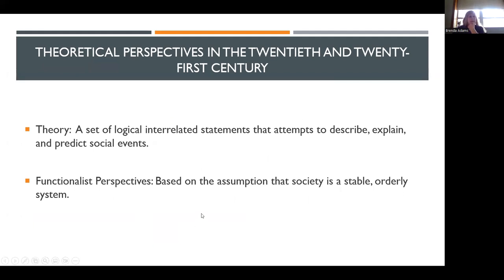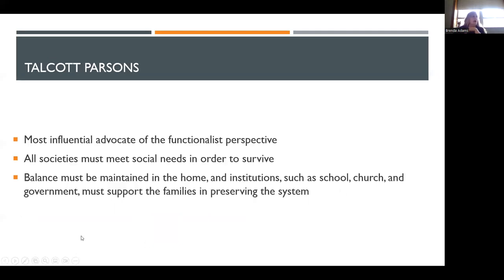So, theoretical perspectives in the 20th and 21st century. Theory is a set of logical, interrelated statements that attempts to describe, explain, and predict social events. The functional perspective is based on the assumption that society is a stable, orderly system. Talcott Parsons was the most influential advocate of the functional perspective. All societies must meet social needs in order to survive.